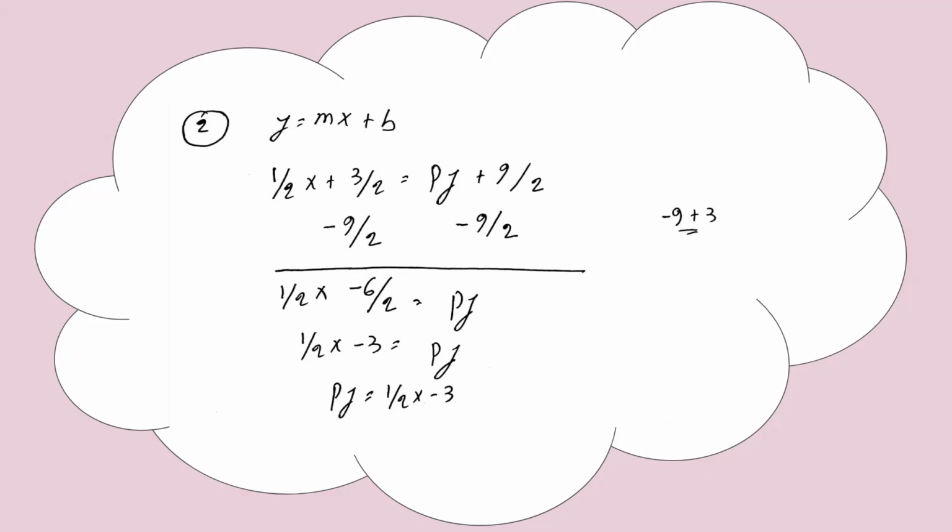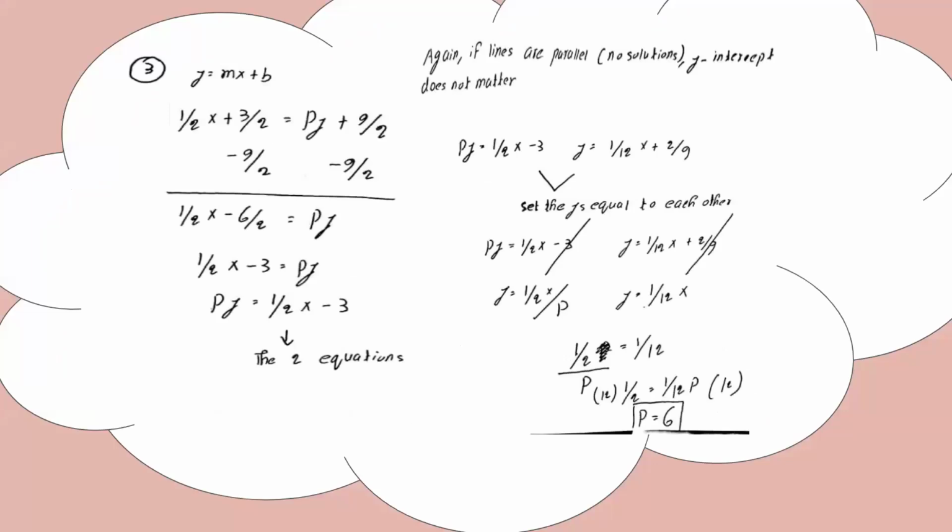So we have 1 over 2x minus 3 is equal to py. Since we have the p constant and we can't get rid of it yet, we pretty much have the equation py is equal to 1/2 x minus 3. So we have our two equations. And now remember, the interesting thing here is that when two lines are parallel and they have no solution, their y-intercepts don't matter, so we can get rid of it.